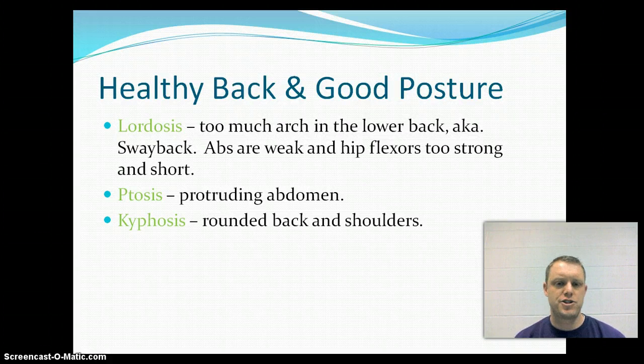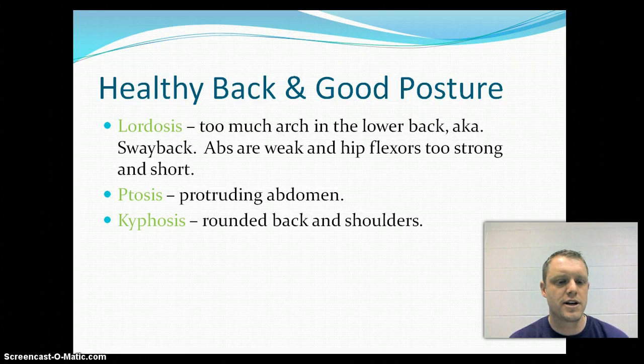Some back and posture health. Lordosis. Lordosis is too much arch in the lower back, or sway back. Abs are weak and hip flexors are too strong. You see this where people have a big old arch in their back, and it puts a lot of stress on the back itself. The next one, ptosis. I believe that's how you say it. You get a protruding abdomen. That's where the abdominals aren't being pulled in tight; they're just relaxed and protrude out.